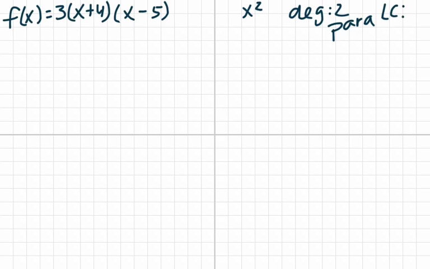The leading coefficient in this case, if you were to multiply it all through, you would have that 3 sitting out front. So that means there's no flip to it. So we're going to have left up, right up for our end behavior. Next step would be to factor it, except it's already factored.